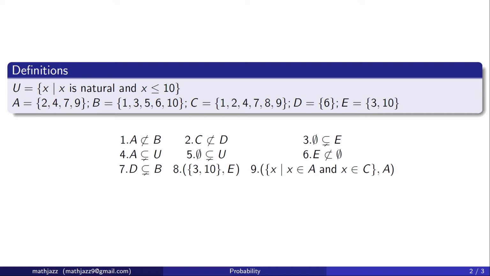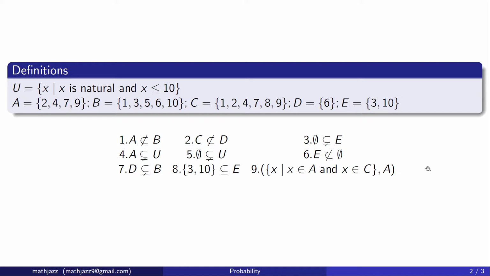So number 8. The set {3, 10}, is that a subset of E? Yes. {3, 10} is a subset of E because both elements in the set are in E, and since every element of E is in this subset, this is actually not a proper subset. This is the improper subset, namely the set itself.